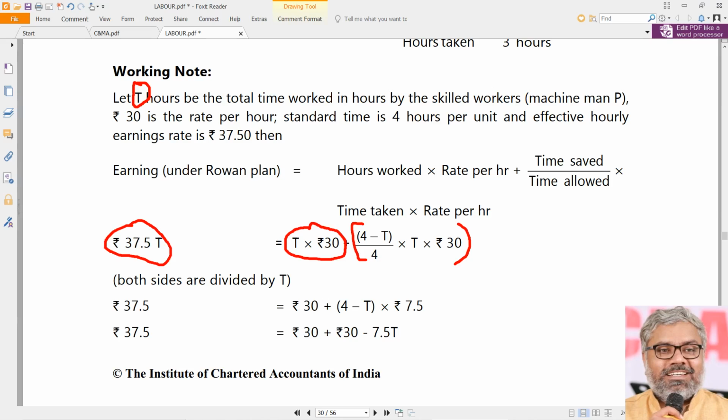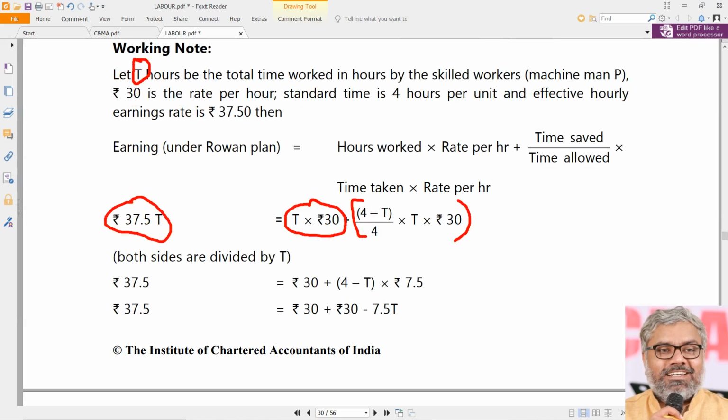Rate per hour 30 multiplied with time saved by time allowed into time taken. Time saved we cannot know without knowing time taken. So 4 minus T is time saved. Time allowed is 4. Time taken is once again T, into 30. This is how the total equation looks.